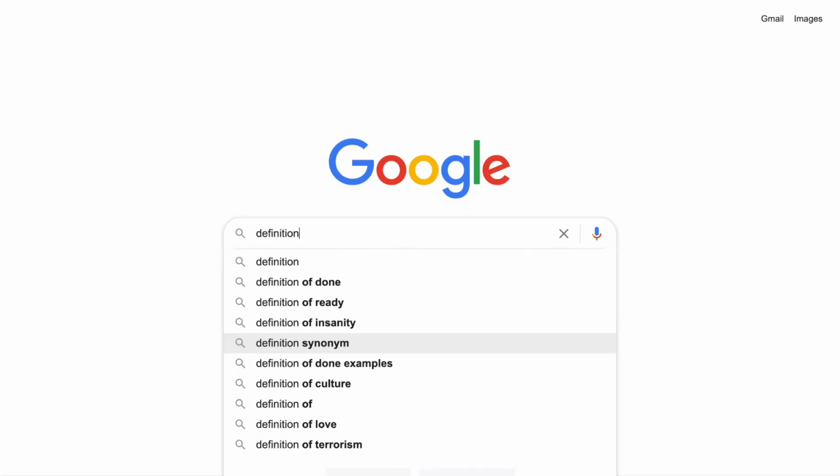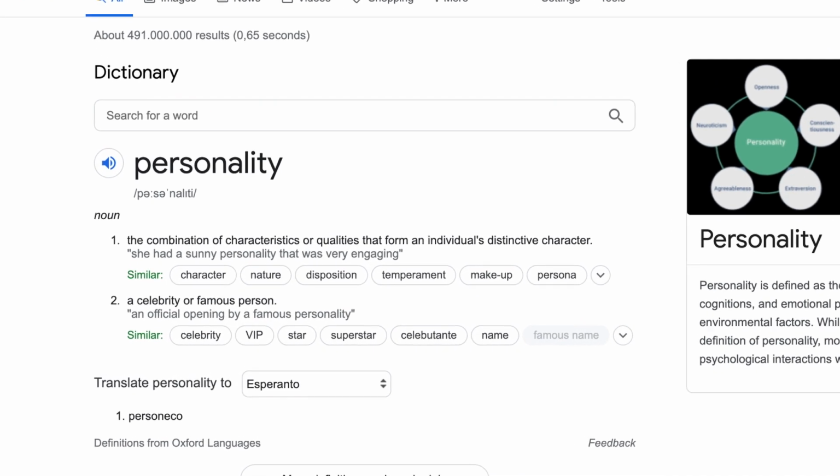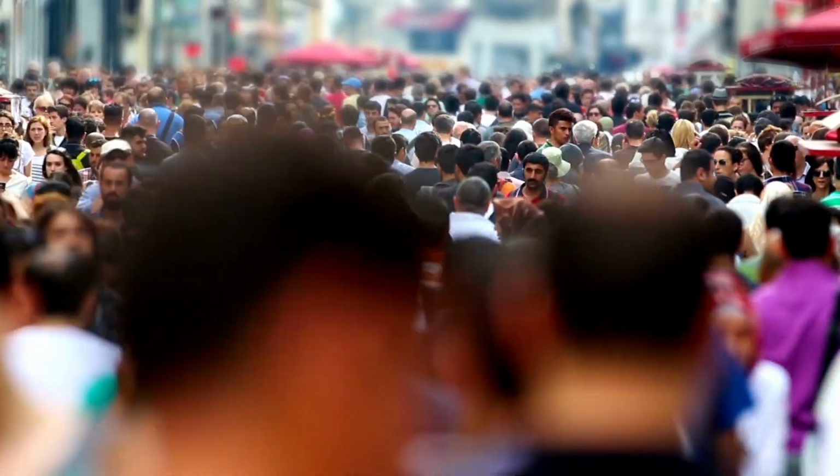So let's first start with defining personality. According to Google, personality is the combination of characteristics or qualities that form an individual's distinctive character, containing mental and behavioral traits. Personality disorders, on the other hand, are a mental disorder characterized by behavior, cognition, and inner experiences that deviate from social norms and expectations, which can cause considerable personal, social, and occupational disruptions. These patterns may be inflexible and pervasive in many situations, and in some cases, people with a personality disorder don't see themselves as having a problem.